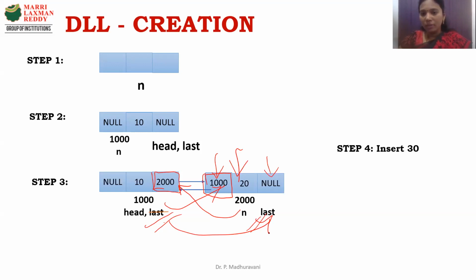Now insert another node, the third node. Allocate memory for the node structure. Insert the data value as n arrow data equal to 30, and make n arrow next equal to null and n arrow previous equal to null.